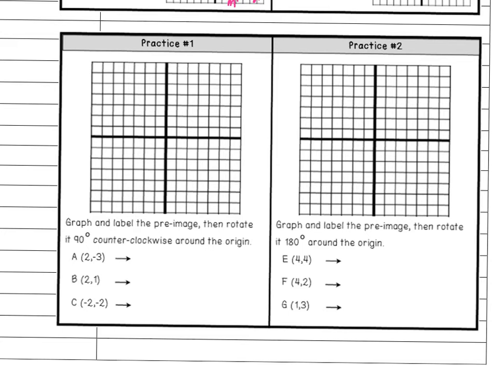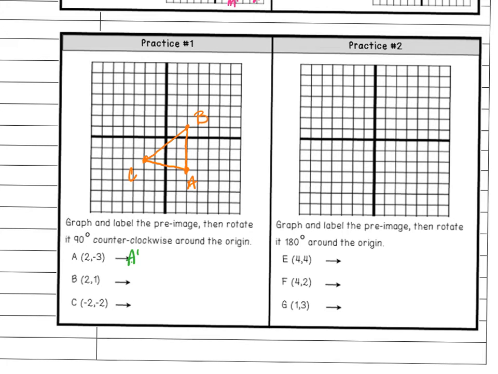2, -3 is A. 1, 2, 1, 2, 3. So here's A. Sorry, guys. So A is 2, -3. So this is A. And B is 2, 1. So this is B. And C is -2, -2. So this is C. So there's our triangle.